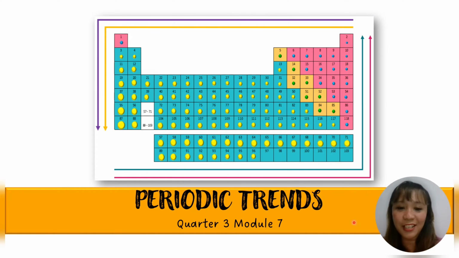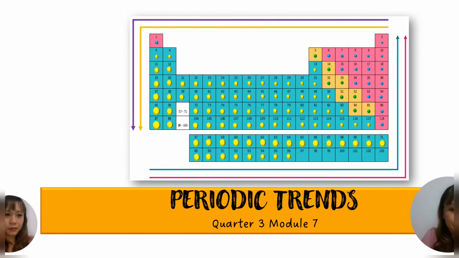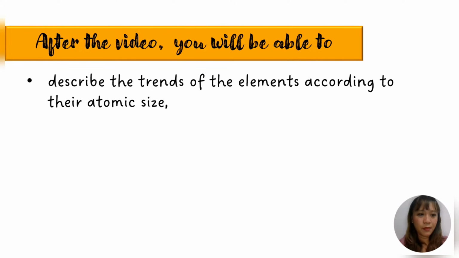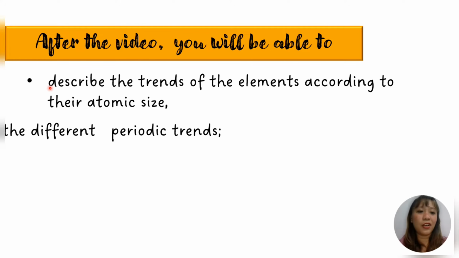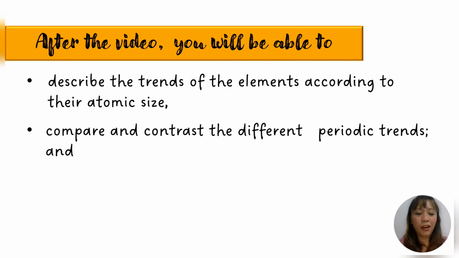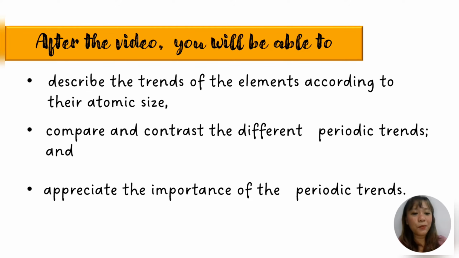Today's discussion is on periodic trends. We are on Module 7 of Quarter 3, Science 8. After the video, you will be able to describe the trends of the elements according to their atomic size, compare and contrast the different periodic trends, and appreciate the importance of the periodic trends.